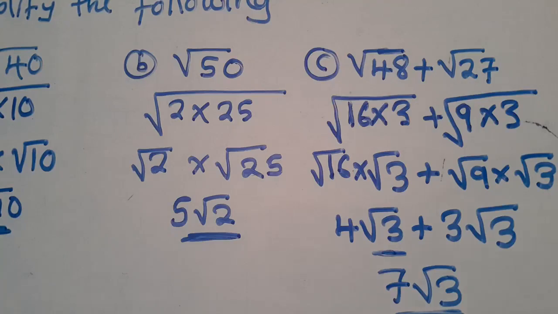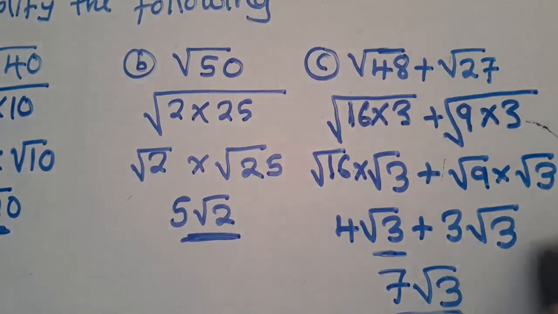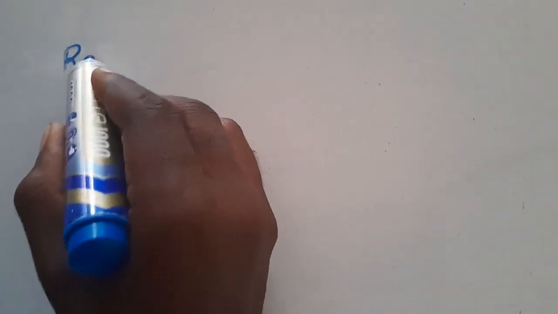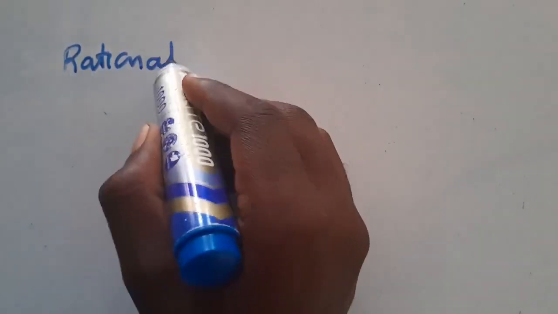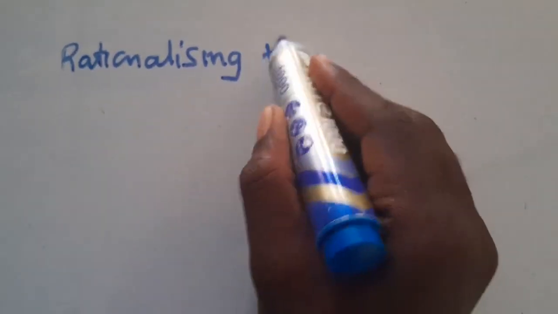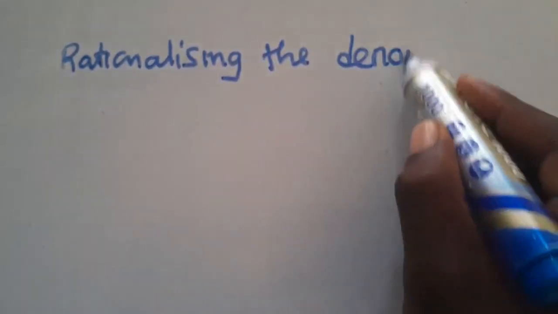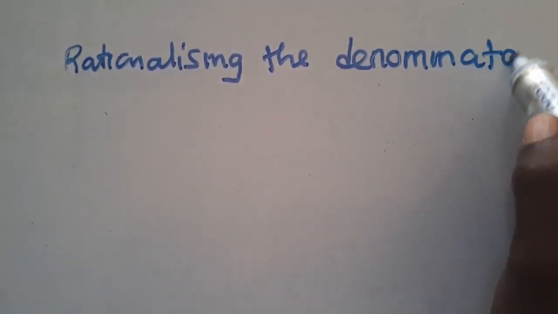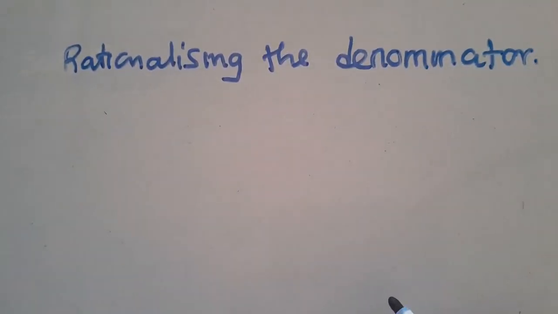I move to the other part. So let me talk about another part. The other part that we will now start talking about is called rationalizing the denominator. How can you rationalize the denominator?